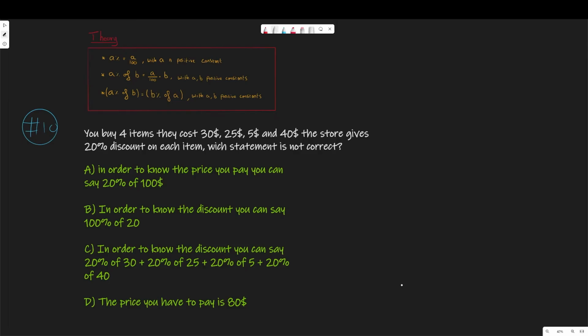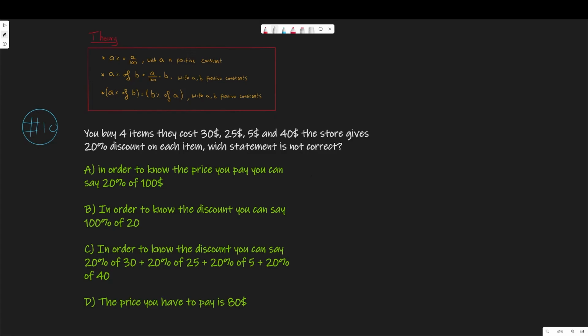20% is our discount and $100 is the total amount of the items, because 30 plus 25 plus 5 is 60 and 60 plus 40 is 100. And now they ask us, if we take 20% of 100, is this the price you have to pay? Well, 20% of 100 will be 20, because we can say 100% of 20, which is just 20. So that would be a little less if we only had to pay $20 if we only got 20% discount.